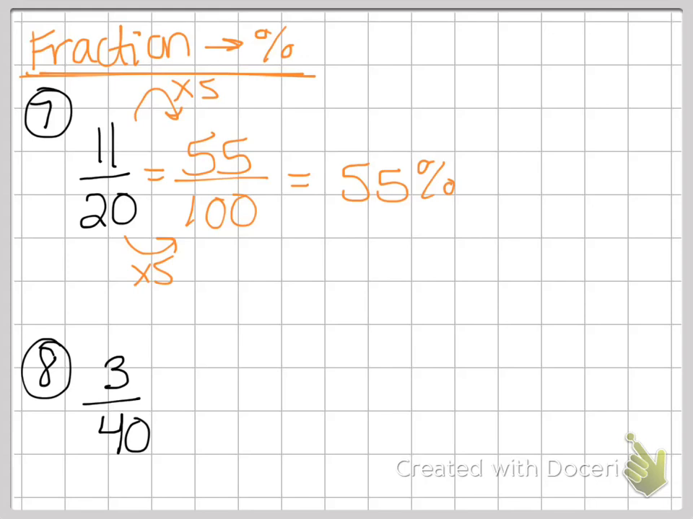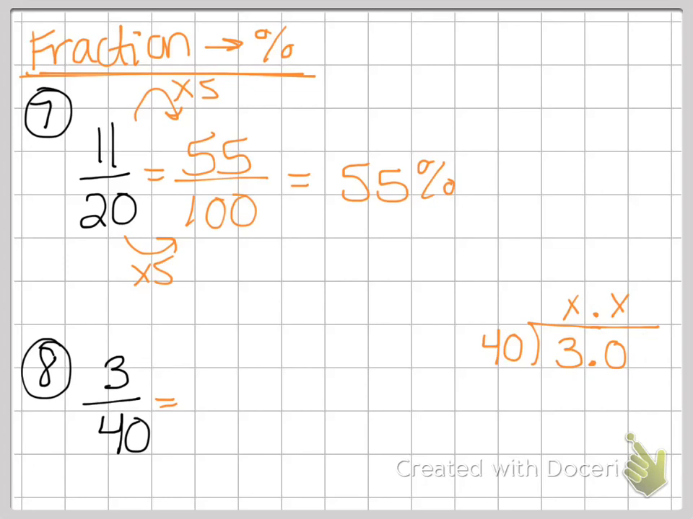For number 8, I can't change these 40ths into hundredths, and I can't divide the numerator and the denominator by anything to make an equivalent fraction with 100 as the denominator. So for this, I must change this into a decimal first. And the way to do that is to divide your numerator by your denominator. So 40, see what that looks like. Going into 3, our numerator. Can't do that. Add a decimal and a 0. Still can't do that. So let's add another 0.